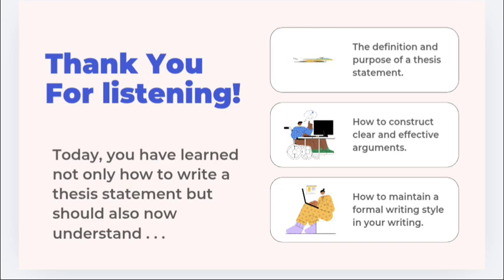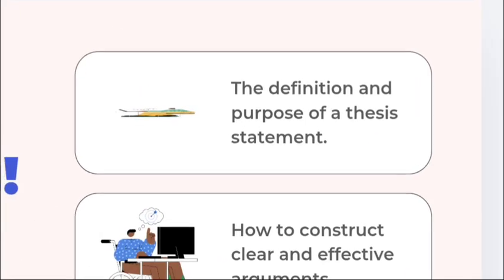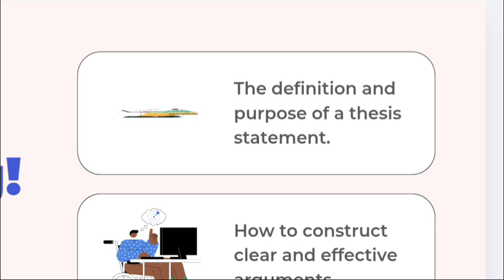Now, today you've learned not only how to write a thesis statement, but you should also now understand many examples if someone gives you such a topic, especially the definition and purpose of a thesis statement. And I just wanted to clear one thing very quick. What's the difference between reasons and evidence?